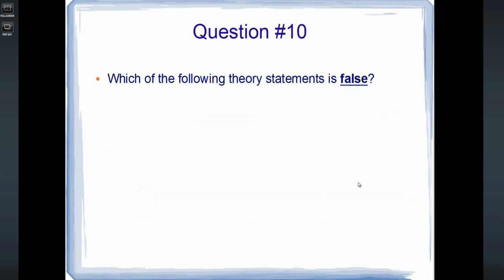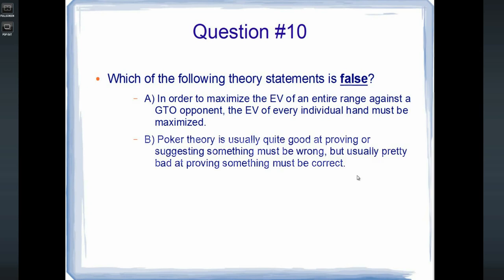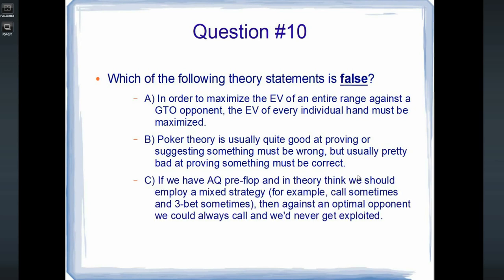Question 10. Which of the following theory statements is false? A. In order to maximize the expected value of an entire range against an optimal opponent, the expected value of every individual hand must be maximized. B. Poker theory is usually quite good at proving or suggesting something must be wrong, but usually pretty bad at proving something must be correct. C. If we have ace-queen preflop and in theory think we should employ a mixed strategy, for example, call sometimes and 3-bet sometimes, then against an optimal opponent, we could always call and we'd never get exploited. Or D, all of the above are true.